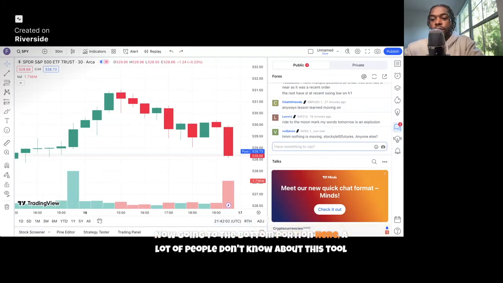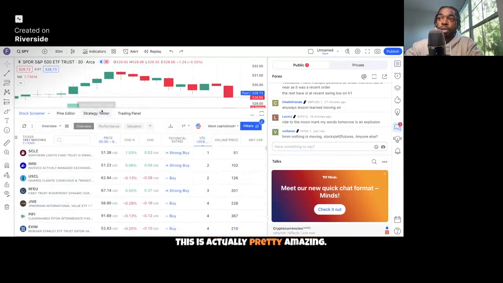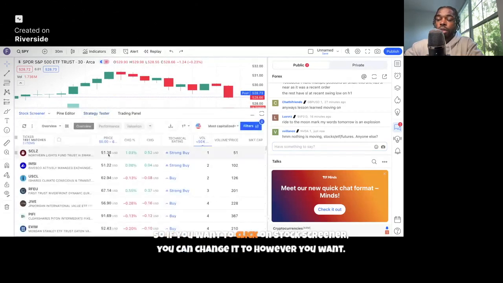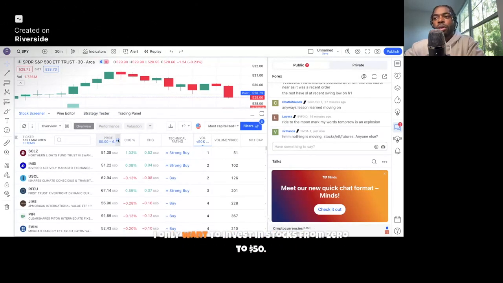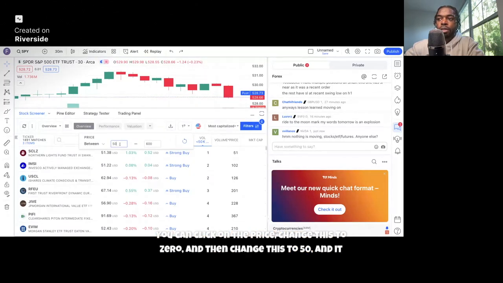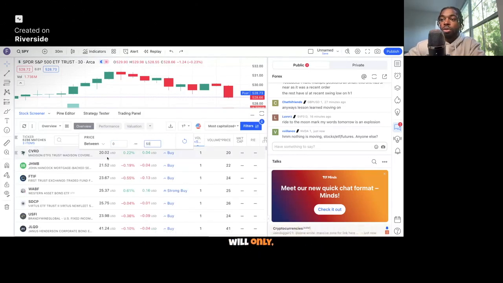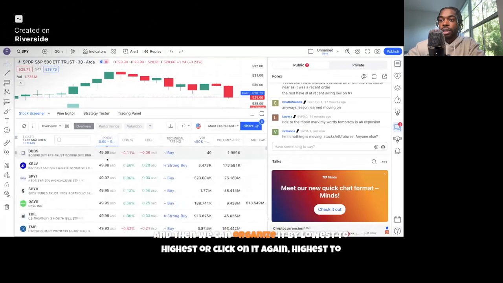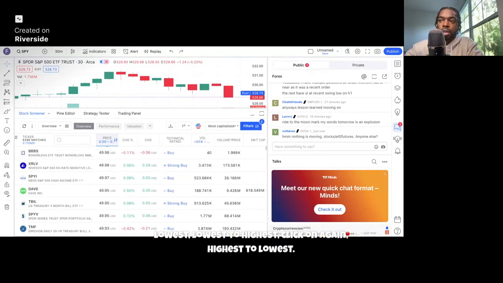Now, going to the bottom portion here, a lot of people don't know about this tool, the stock screener. This is actually pretty amazing. If you click on stock screener, you can change it to however you want. So if there's a certain price point that you want your stocks to be at, like, I only want to invest in stocks from $0 to $50, you can click on the price, change this to 0, and then change this to 50, and it will only show you stocks that are between $0 and $50. And then we can organize it by lowest to highest, or click on it again, highest to lowest.